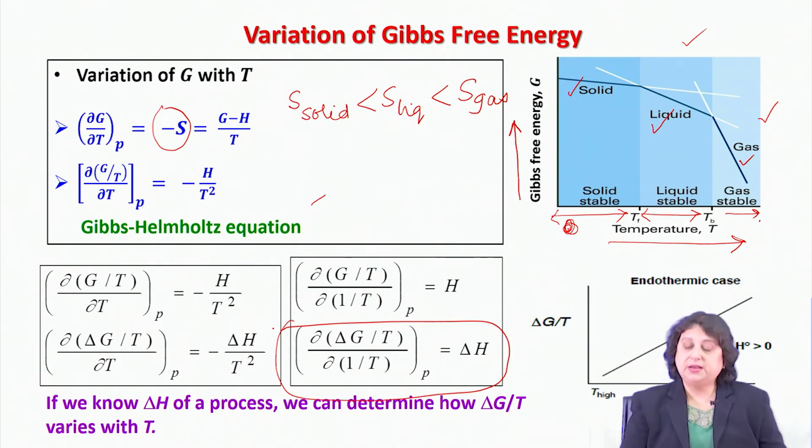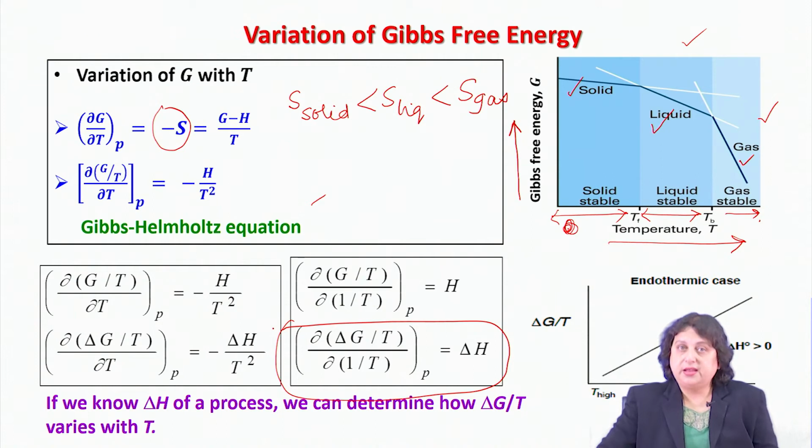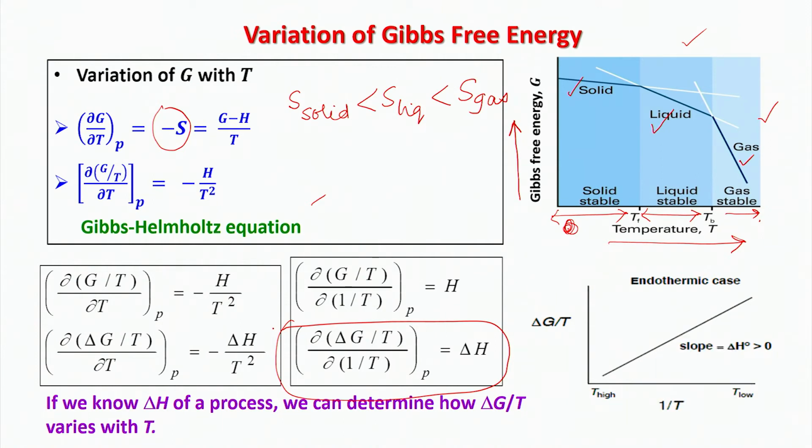And here is a typical result of what a plot of delta G by T versus 1 by T would look like. Within the temperature range that we are talking about, this is usually a straight line. If you have an endothermic reaction for which delta H is greater than 0, this is going to be a straight line with a positive slope.